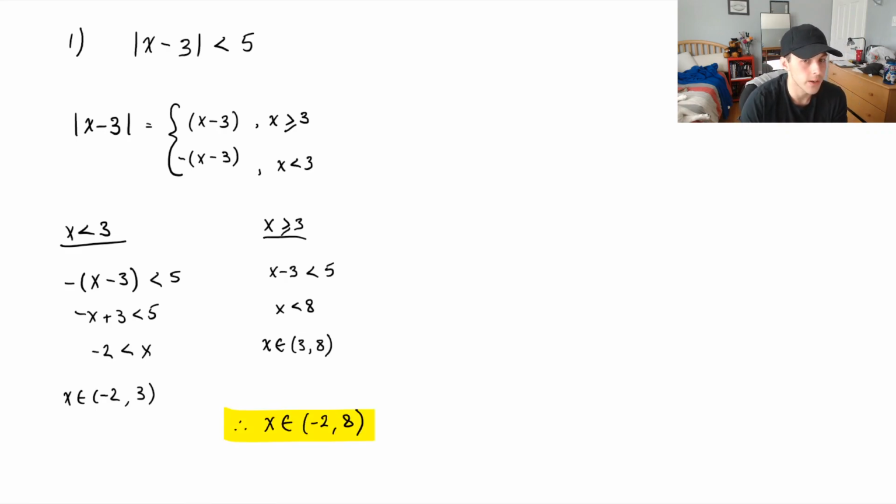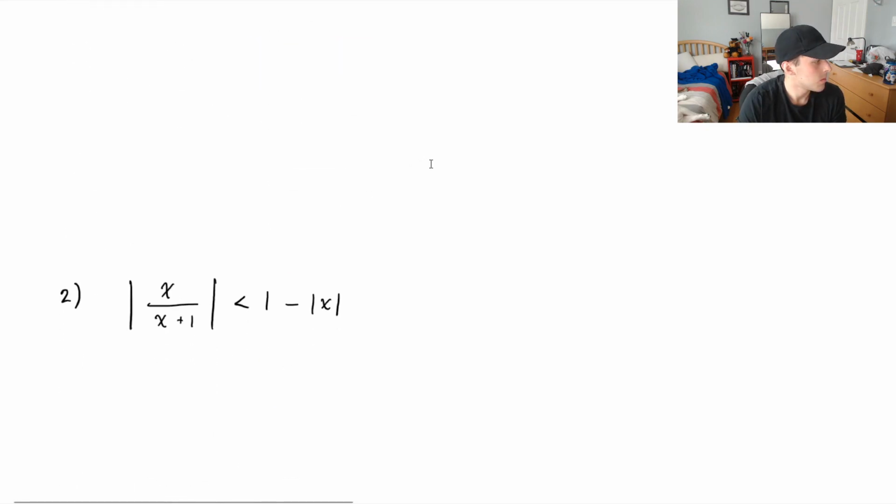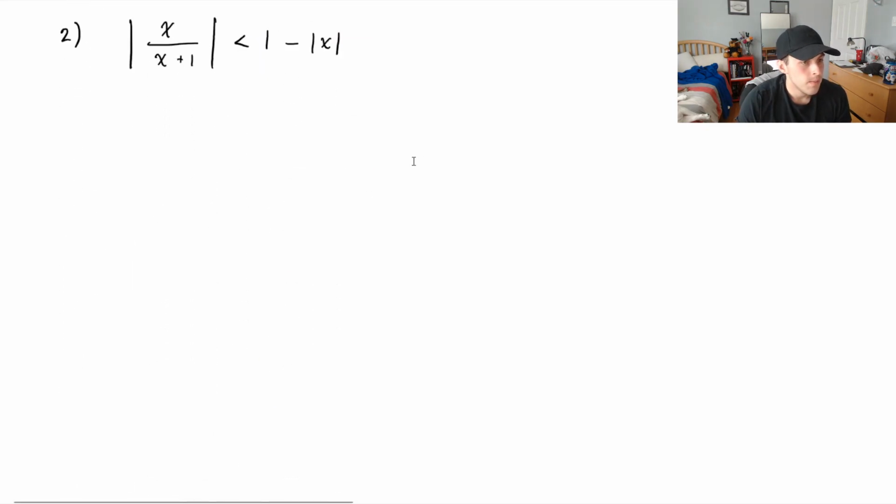So let's move on to a harder example. In this example, we've got a rational function, and it's less than 1 minus another absolute value. So we've got inequalities, rational functions, absolute values. Pretty disgusting looking question. So in this case, it's easier to get rid of the rational function and multiply both sides by the absolute value of x plus 1.